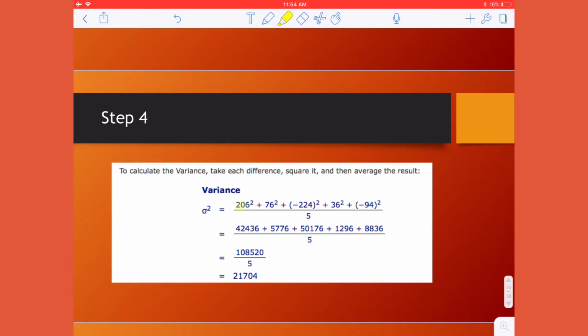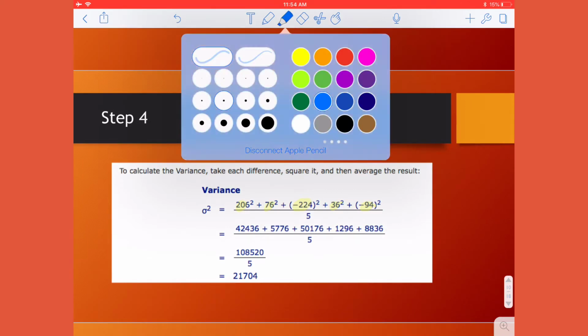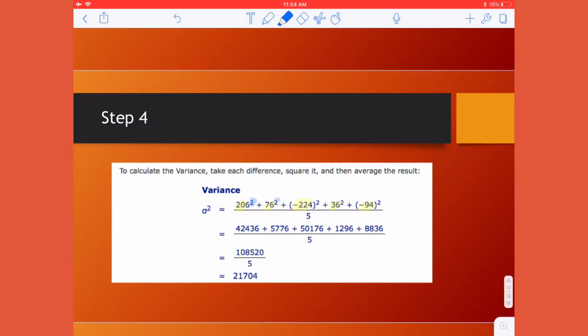So again, what I'm highlighting here are all of the differences, right? So the differences that I just found. And then I'm going to square them. So this is the new part. I'm going to take each of those and I'm going to square it. And what that does is it turns my negatives into positive values and gets me new values.